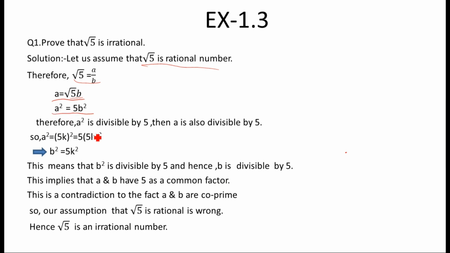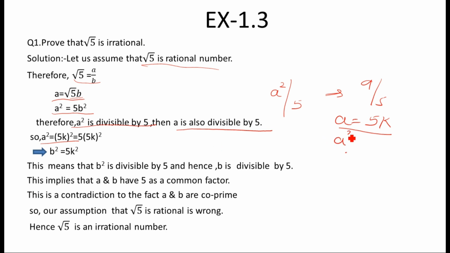Therefore, according to the lemma, if a square is divisible by 5, then a is also divisible by 5. So, a square is equals to 5k whole square. We know that if a square is divisible by 5, then a is also divisible by 5. When a is divisible by 5, we get a is equals to 5k, where k is an integer. Squaring on both sides, we get a square is equals to 5k whole square.